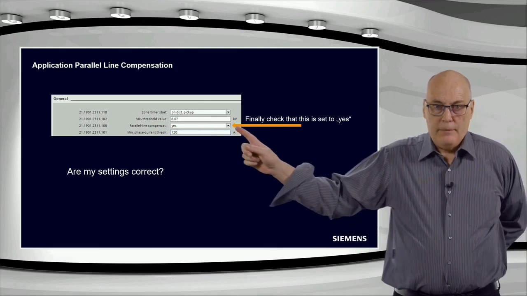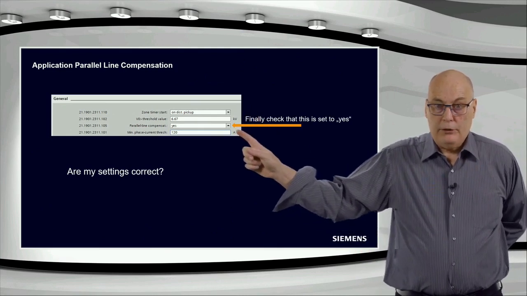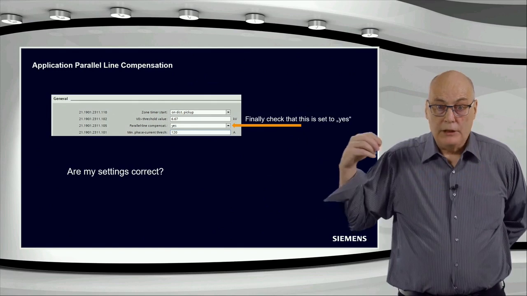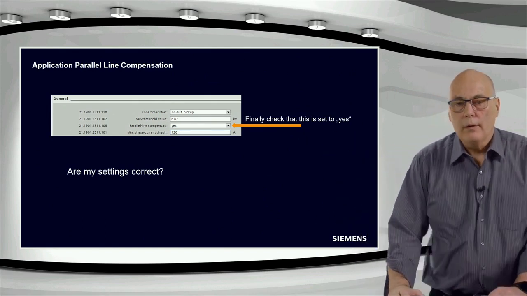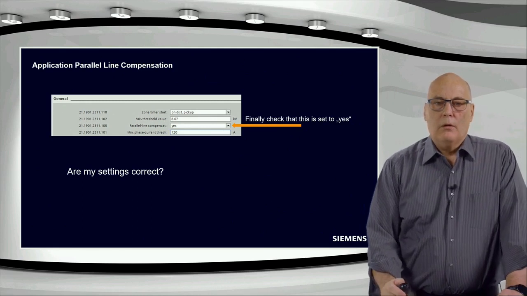So here you can see this is a setting. Also under the distance protection, you have to say apply parallel line compensation. Yes, so then you actively say you want to use the distance protection with mutual compensation.